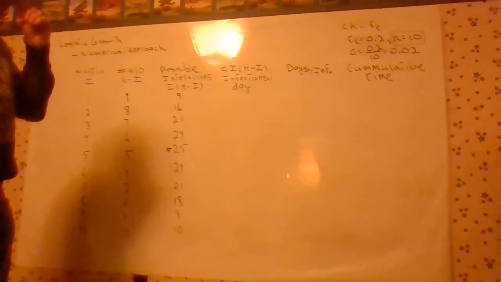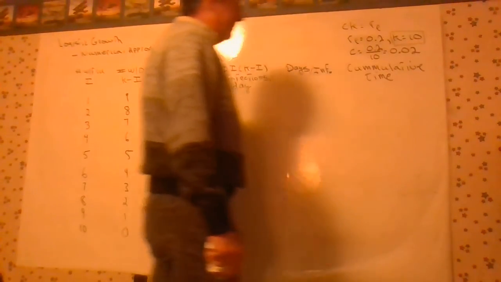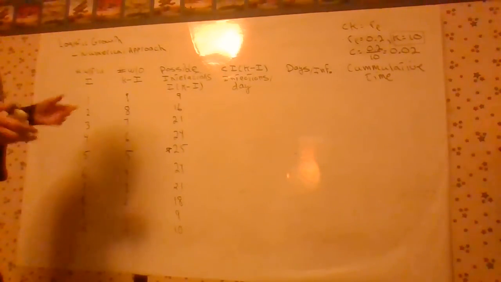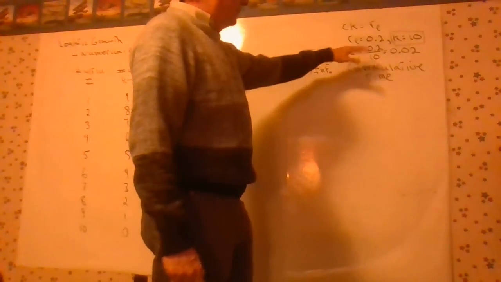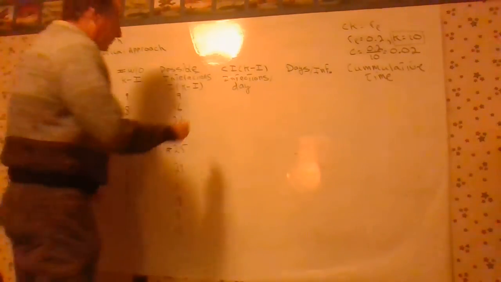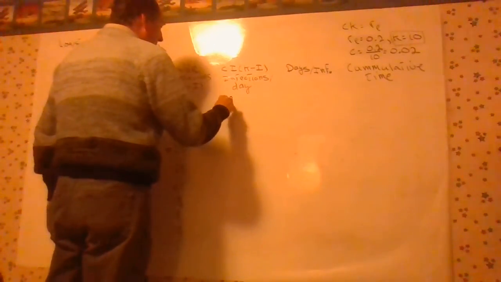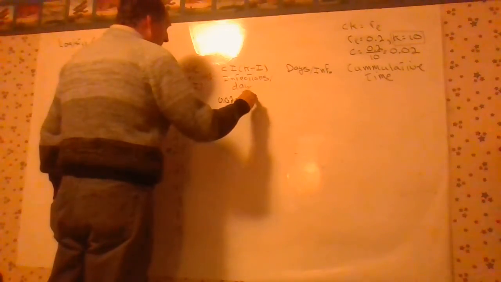If it was a very infectious disease like measles, for instance, C would be very high. If it was a very slow-moving virus like the common ordinary flu, it would be a lot lower. So right now we're not going to connect that with anything. It's just 0.02. So here we multiply 0.02 times 9, which is 0.18.